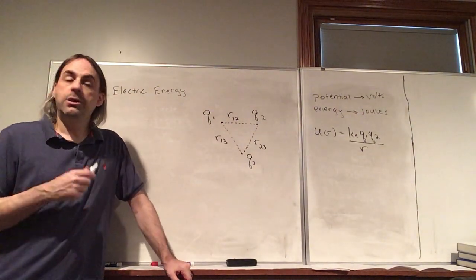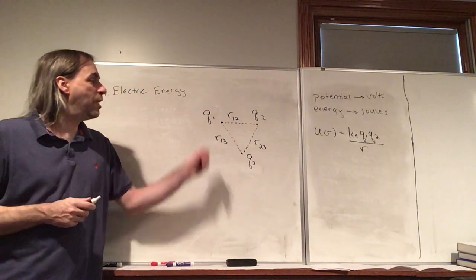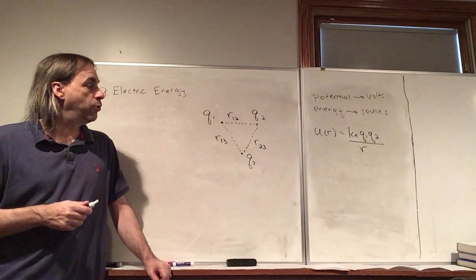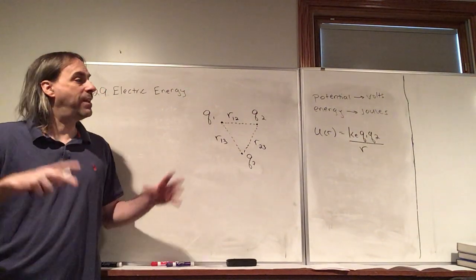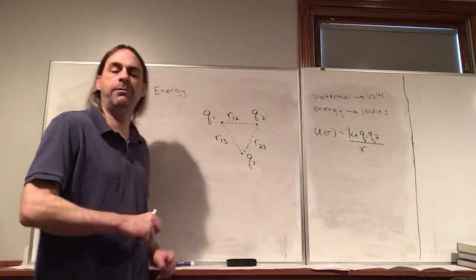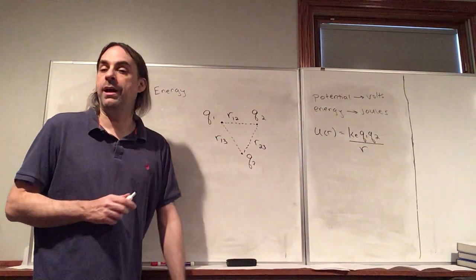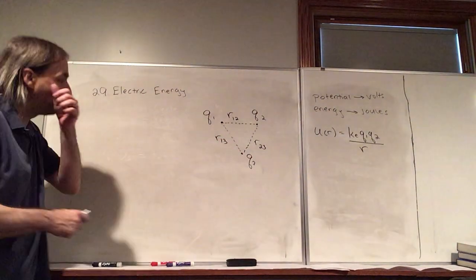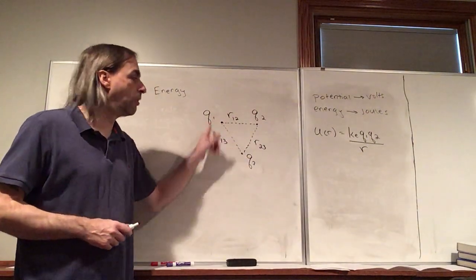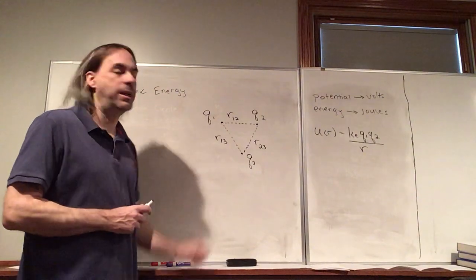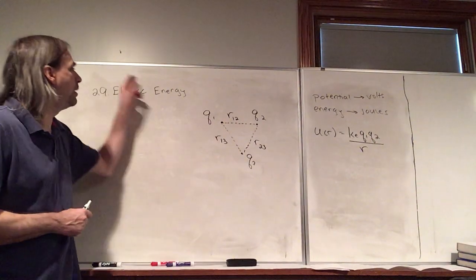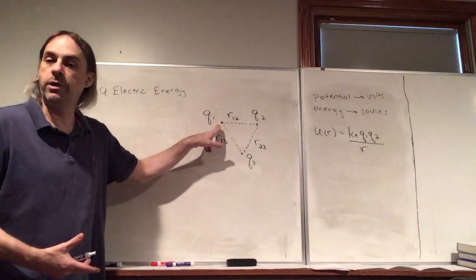So our goal is to calculate how much work it's going to take to create this, where we assume that they all start out very far away from each other. I also want to assume that they start out far away from where they're eventually going to end up, just to make things simple. So imagine all these particles are very far away from these locations, and let's bring them in one at a time. The question is, how much energy does it take to bring Q1 from really far away to this location?